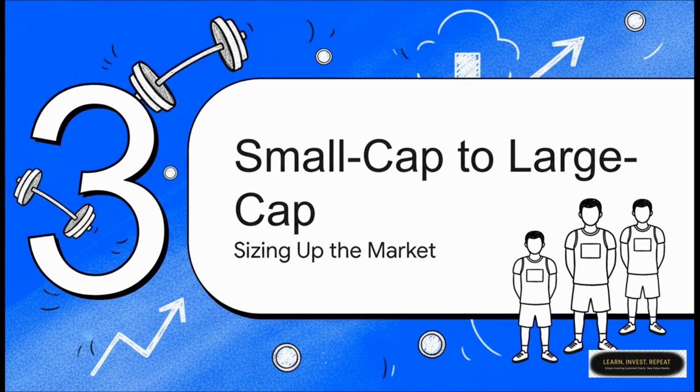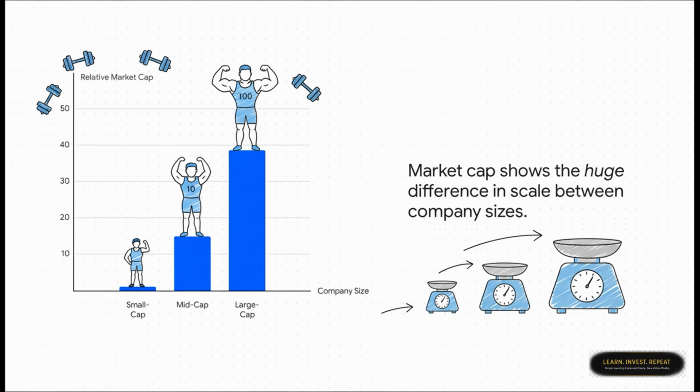But not all market caps are created equal, not even close. In fact, investors group companies into different size categories just to make sense of the market. Let's take a look. And this does a great job of showing the huge difference in scale. On the one hand, you have the small caps. These are often the younger, up-and-coming companies. In the middle, you've got your mid-caps. And then, way over on the right, you have the absolute giants, the large caps. These are the household names you already know, often worth hundreds of billions or even trillions of dollars.